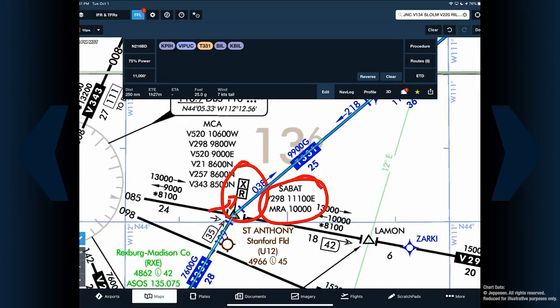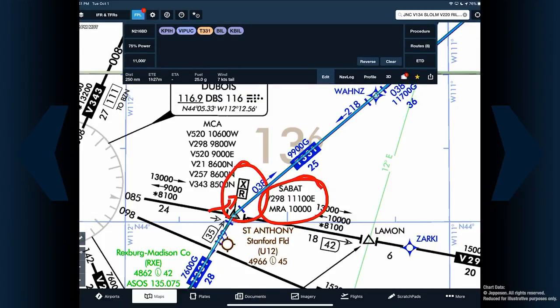Yep, SABAT, Victor 298. The minimum crossing altitude is 11,100 feet if you're traveling eastbound. The minimum reception altitude, if you're using ground-based NAVAIDs to receive that, is 10,000 feet. So if you were not RNAV equipped and you needed to identify that fix, you would need to request an altitude at or above 10,000 feet MSL to pick up the cross radial and identify that fix.